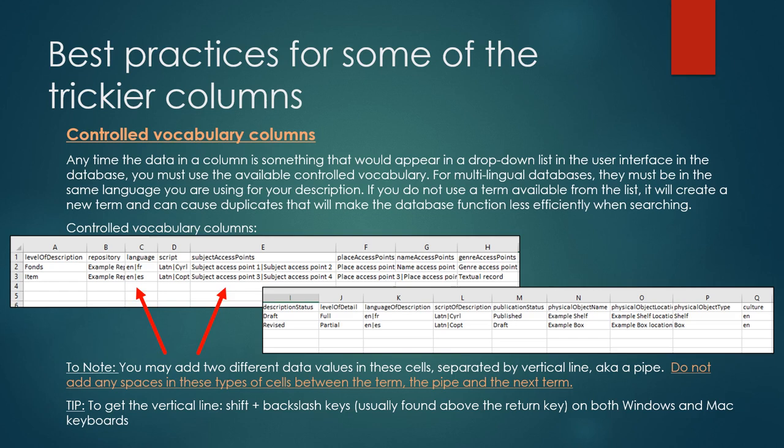And another thing to note, you can add two different data values in a single cell, and they're separated by a vertical line, also known as a pipe. If you're putting in two or more, it could be 4 or 5, 10 subject terms, for example, you can put them all in. They just need to be separated by a pipe, and there shouldn't be any spaces in between any of these. And then at the bottom of the screen, if you don't know how to get your vertical line or the pipe, there's the shortcut of how to do that.